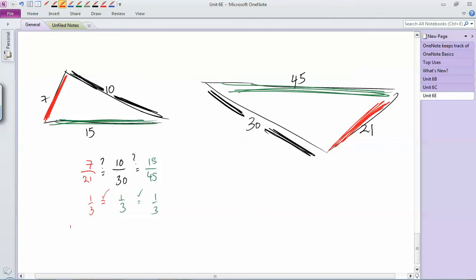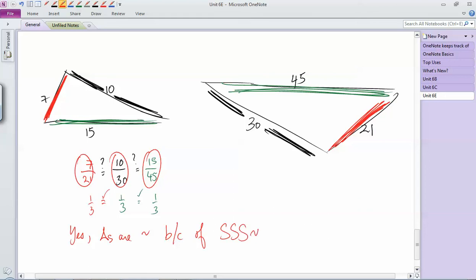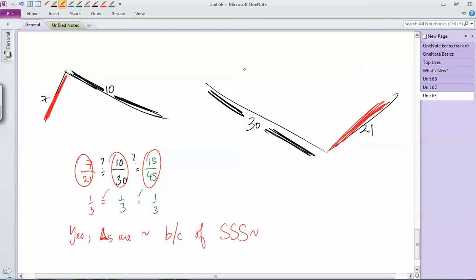So you can say, yes, the triangles are similar because of, and notice you didn't just pair up one pair of sides. Here's a pair of sides, here's a pair of sides, here's a pair of sides. You've already paired up all three pairs of sides at once. So you'd say, yes, the triangles are similar because of SSS similarity. Okay? Now let me tweak this a little bit. Let's say you didn't know the third sides.